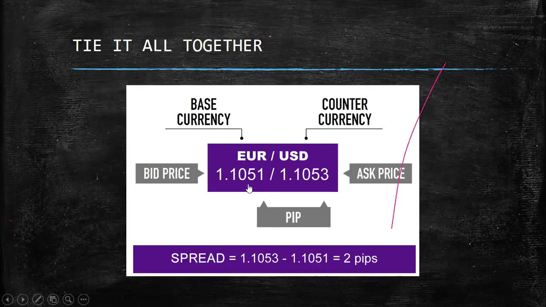These right here are your pips. To find out how wide the spread is, you take your ask price and subtract the bid price. Notice from 1053 to 1051, it's only 2 pips. So your spread is 2 pips.